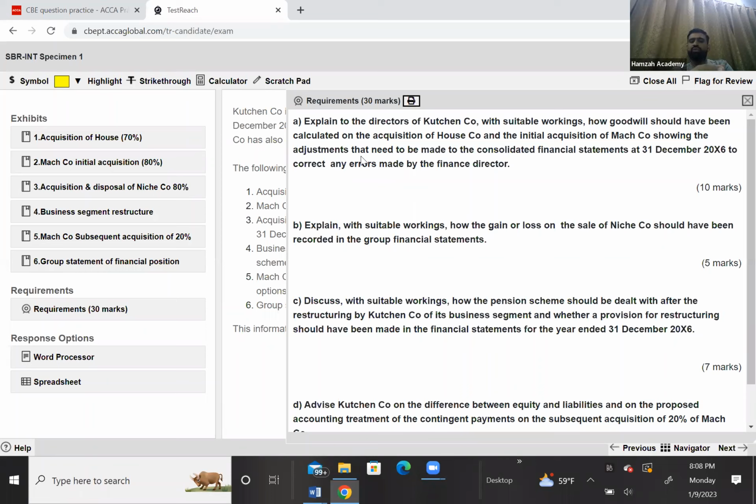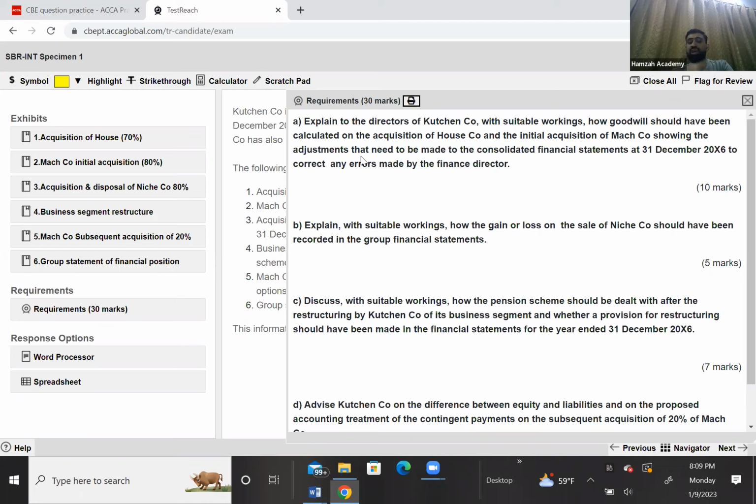So when we read the question, you will find that there are some mistakes in the calculation of the goodwill. We need to explain what the mistakes are, what the right way to calculate the goodwill is, and then correct the goodwill with suitable calculations, and do the double entry to correct the error. We have to explain this process, and this requirement is purely relating to group accounts.